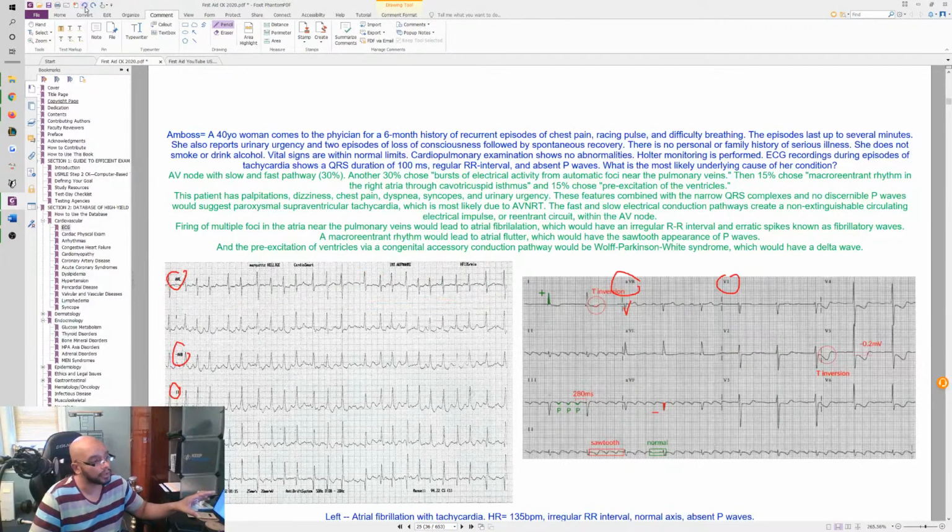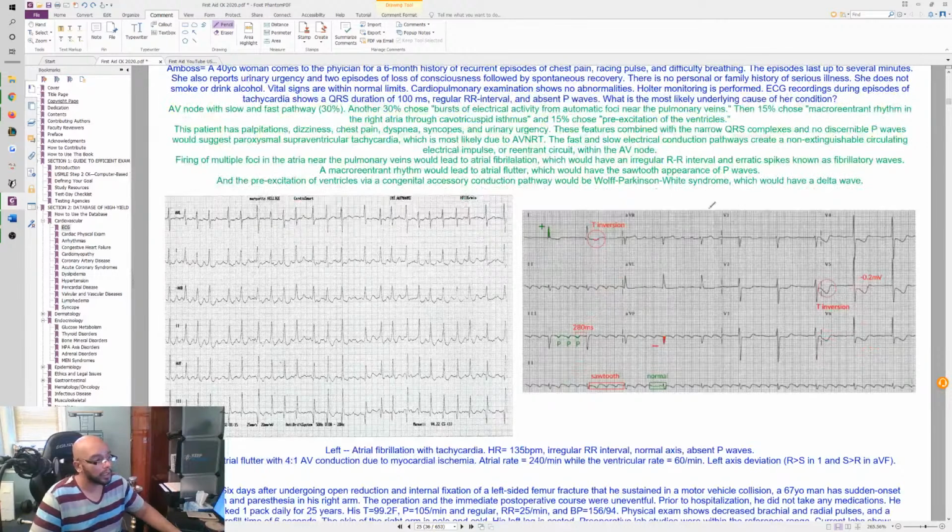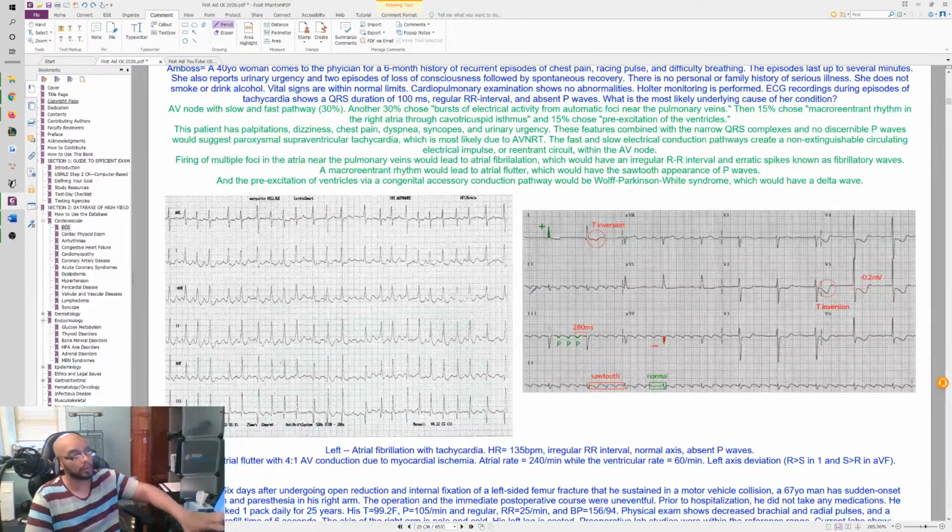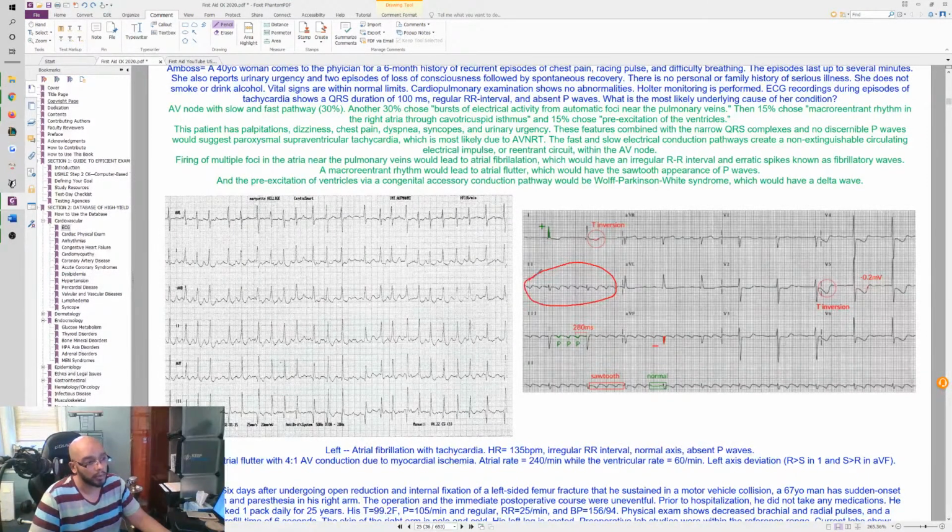So this is not a standard ECG, the one on the left, but it's a nice way to look at everything over time. The image on the right, it should just stand out to you very clearly that there's some kind of atrial flutter happening. You can see the sawtooth pattern that we looked at earlier. You can see it here as well. Okay, so that's atrial flutter. And they wrote here it is with a 4-to-1 AV conduction due to myocardial ischemia, atrial rate of 240, but the ventricular rate is 60. Okay, left axis deviation.